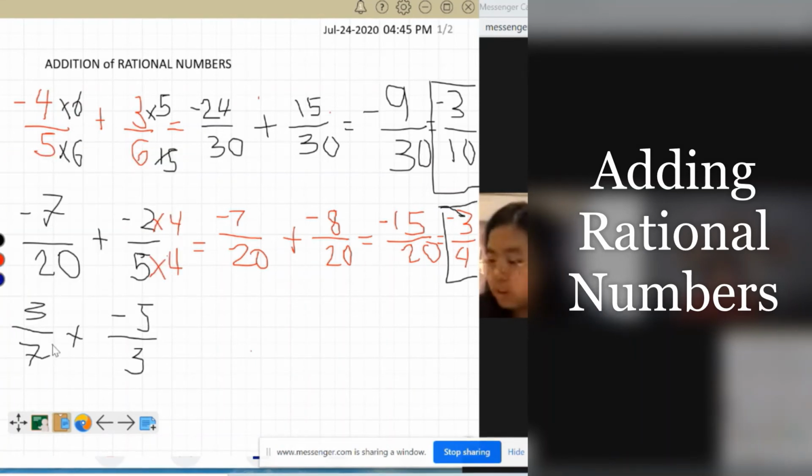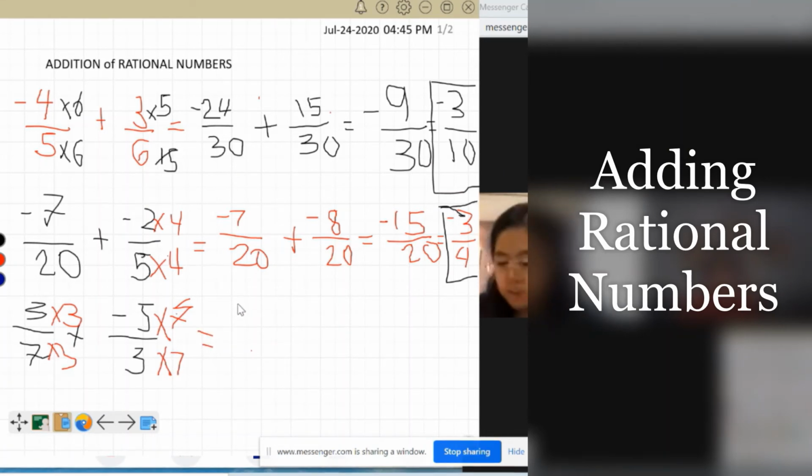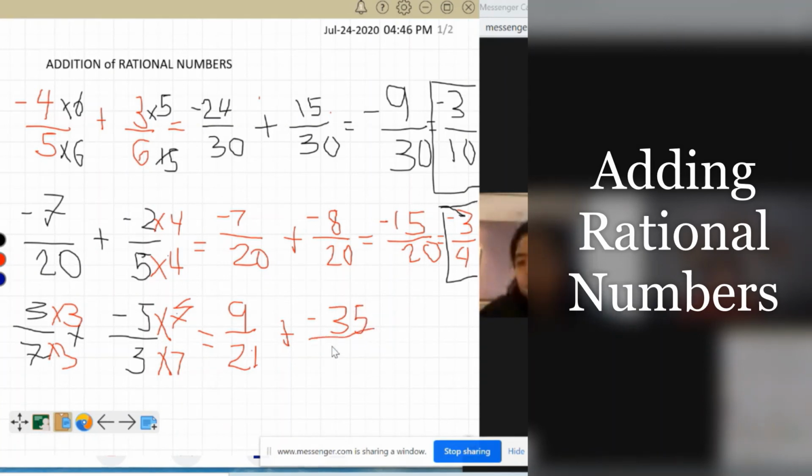This denominator here is multiplied to this, and this denominator multiplied to this whole fraction. So this is times 3, times 3, and then here, times 7, and then here, times 7. So the new fraction will be 9 over 21 plus a negative 35 over 21. Now that they have the same denominator, we're now ready to combine the fractions.